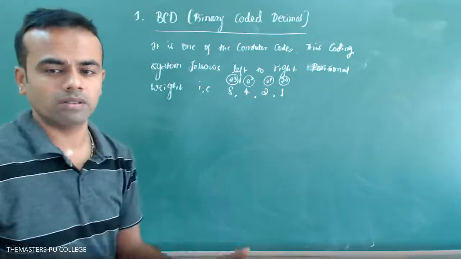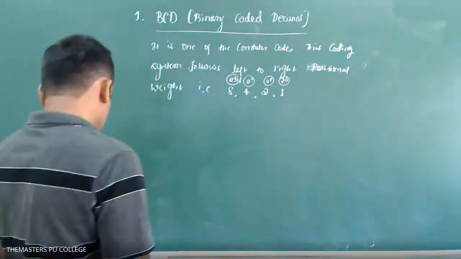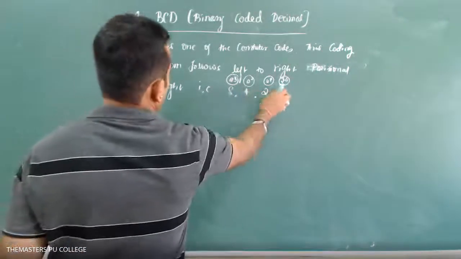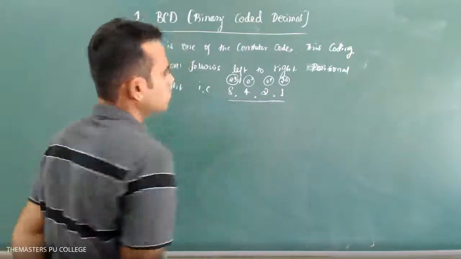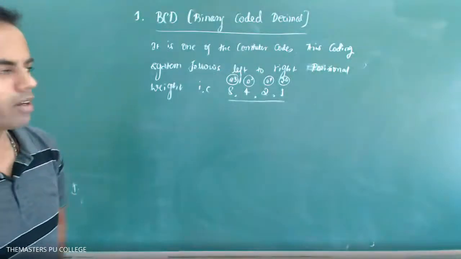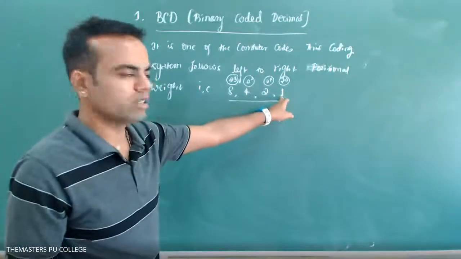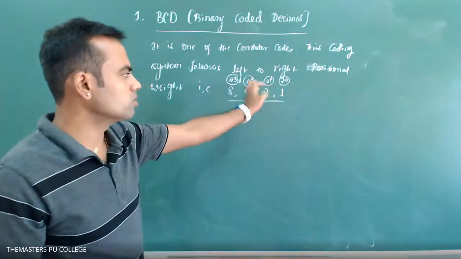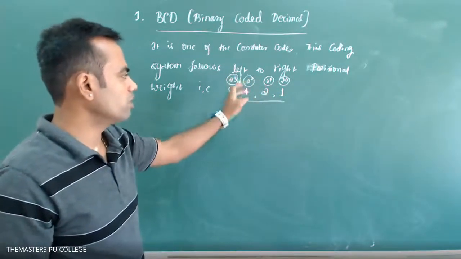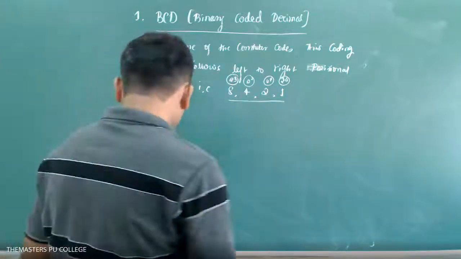Binary coded decimal. This is the binary number and this is its equivalent decimal number. 2 power 0 is 1. Next, 2 power 1 is 2. 2 power 2 is 4. Next, 2 power 3 is 8. Like this.